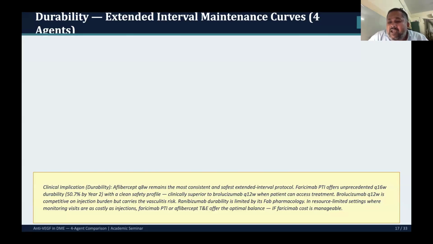Brolucizumab at Q12 is competitive on injection burden, but carries the risk of vasculitis. And ranibizumab's durability is limited by its Fab pharmacology. In resource-limited settings where monitoring visits are as costly as injections, faricimab PTI or aflibercept treat and extend offer the most optimal balance if faricimab cost is manageable.